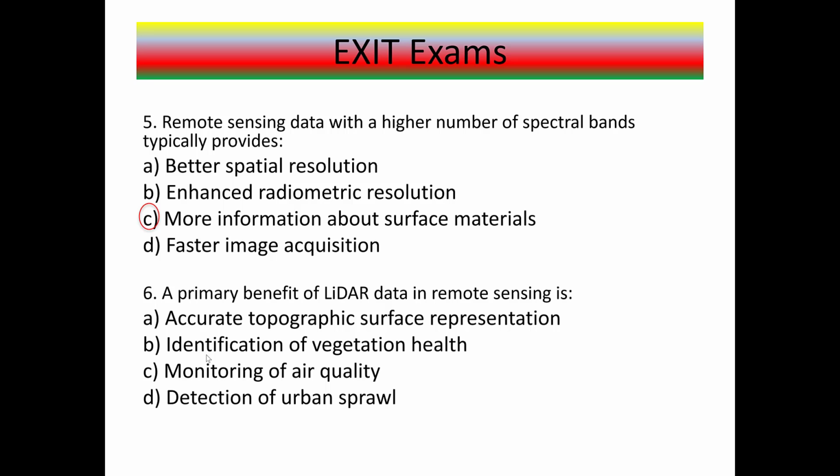Question number six. The primary benefit of LiDAR data in remote sensing is A, accurate topographic surface representation, B, identification of vegetation health, C, monitoring of air quality, D, detection of urban sprawl. So LiDAR means light detection and ranging, which is a perfect representation or analysis of topographic surface and landscape surface features. Okay, great.